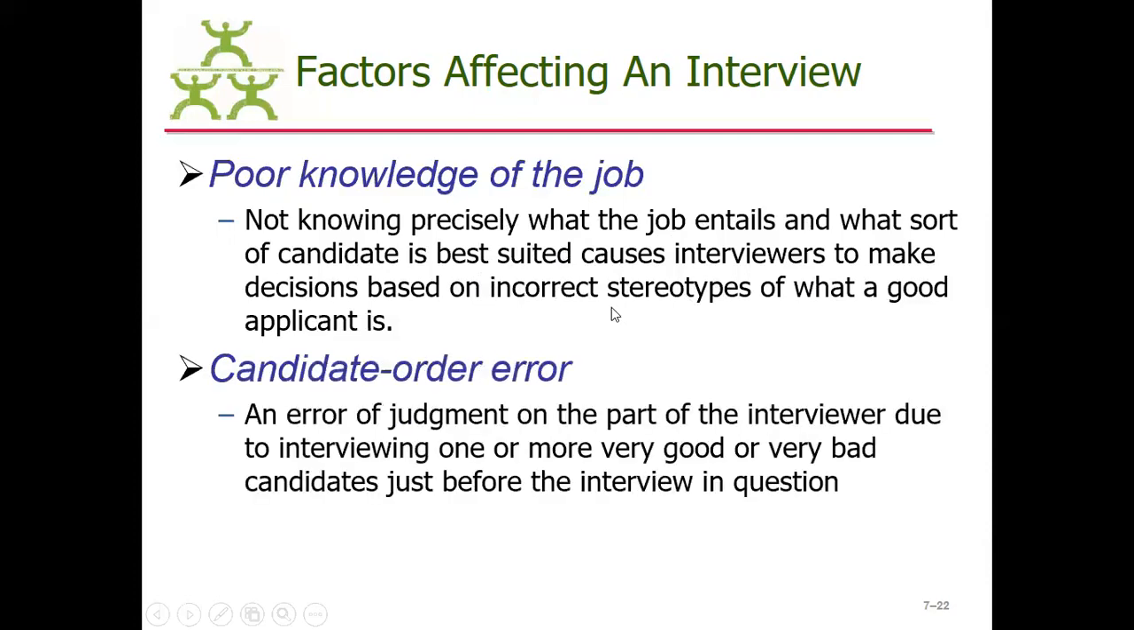Okay, candidate order error. This is another factor that affects an interview. Candidate order, also called contrast error, means that the order in which you see applicants affects how you rate them. In one study, managers had to evaluate a candidate who was just average after first evaluating several unfavorable candidates. They scored the average candidate more favorably than they might otherwise have done, because in contrast to the unfavorable candidates, the average one looked better than he actually was. So this contrast effect can be huge. In some early studies, evaluators based only a small part of the applicant's rating on his or her actual potential.